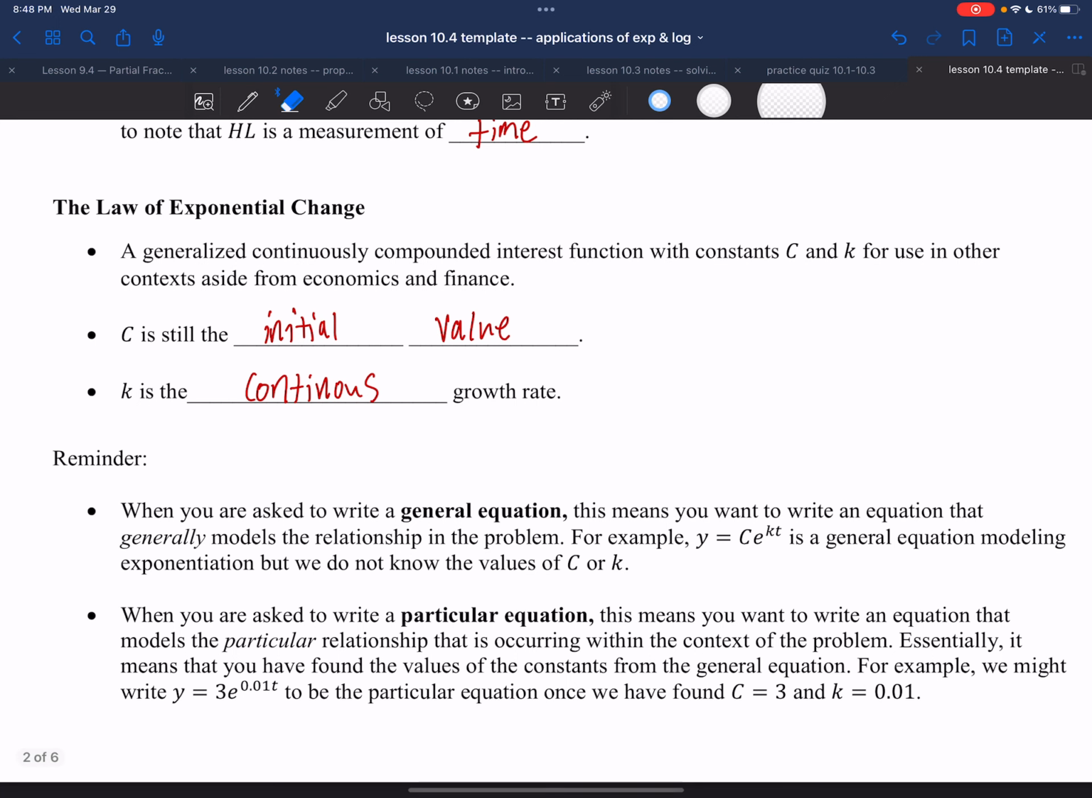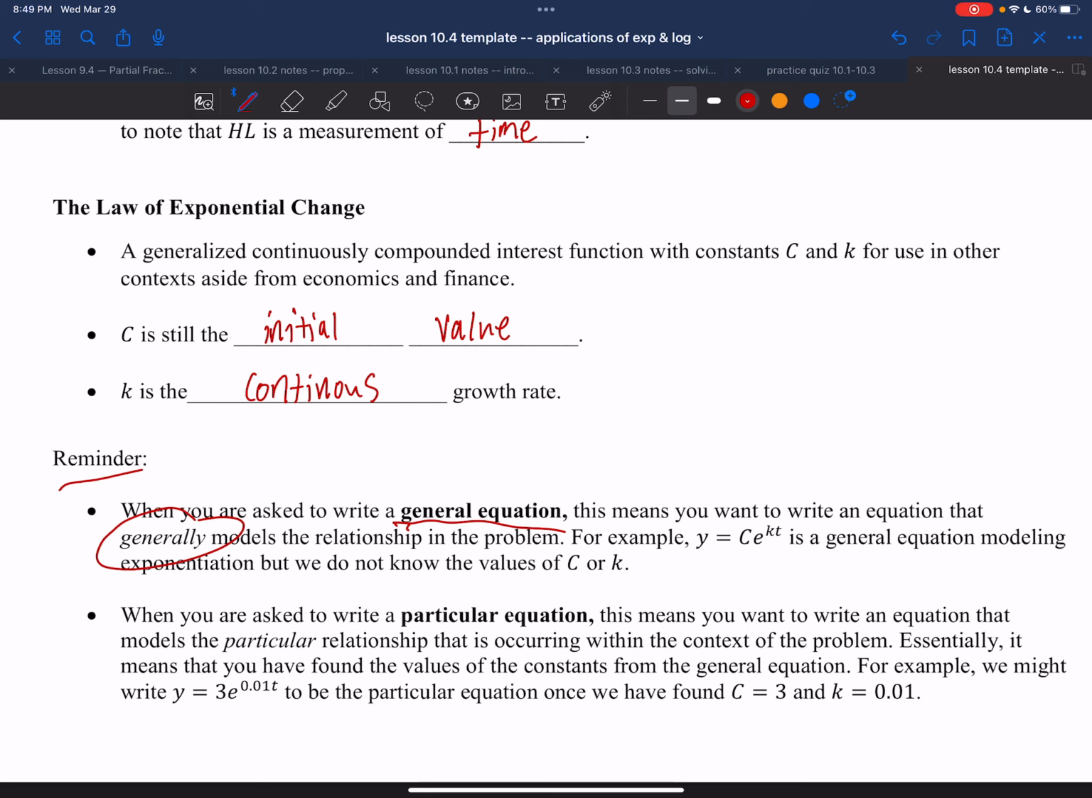Now, last thing before we get to the math problems and things like that, is a quick reminder. We talked about this in the last unit, but we got to talk about it one more time because I don't think all of us are getting it, and that's okay. We're just revisiting it. When you're asked to write a general equation, this means you're writing an equation that generally models the relationship in the problem.